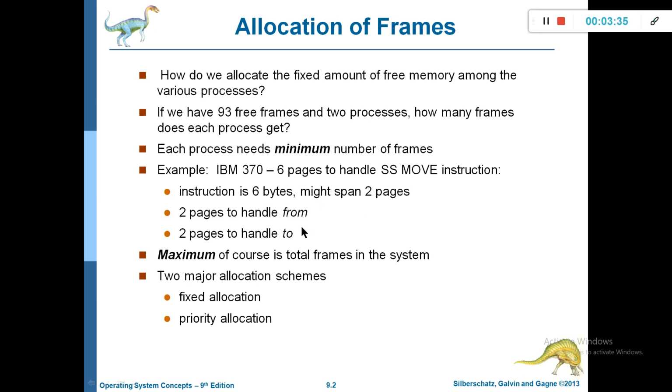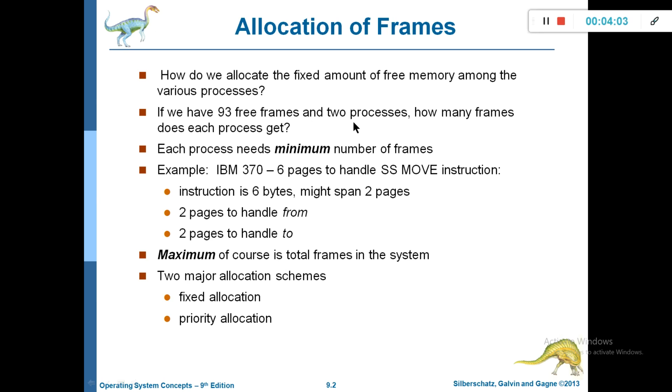Now how many maximum pages can we allocate? The maximum, of course, is the total number of frames in the system. That many frames at most we can allocate to each process, not beyond that. Now the question is how to allocate. We have seen 93 free frames and two processes. How many frames does each process get?